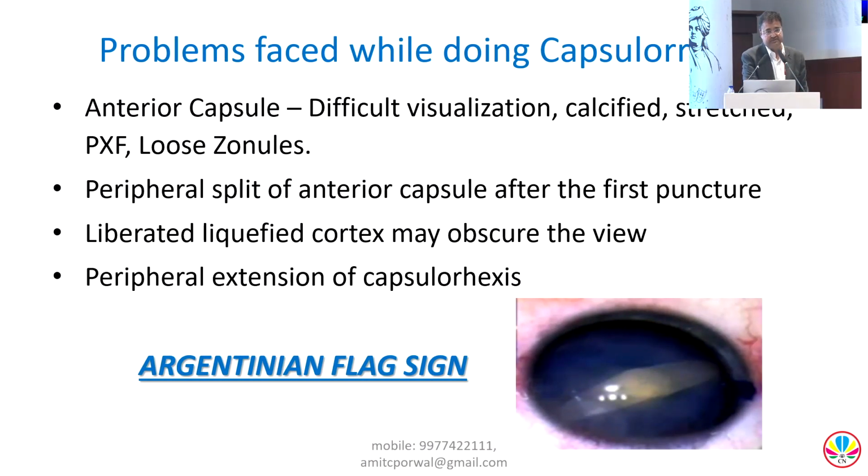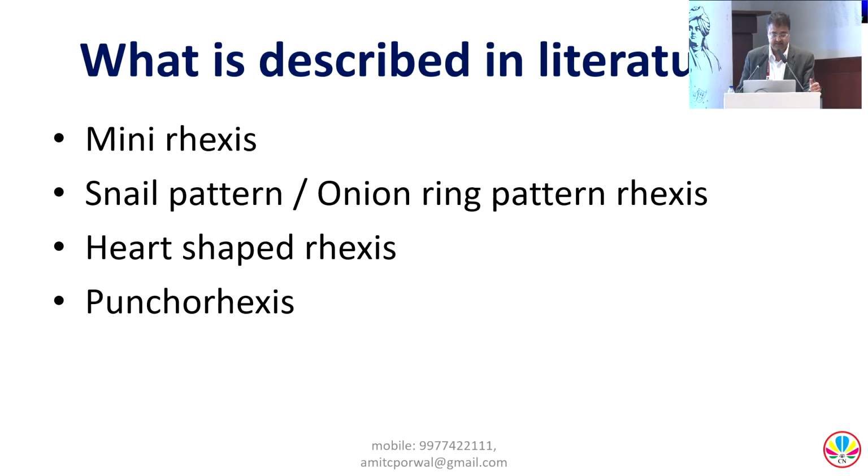So what are the problems which we face during performing capsular rexis? When we look at the anterior capsule, there's difficult visualization. They're calcified, they're stretched. There can be pseudo-exfoliation material, there will be loose zonules. There can be a peripheral split after the first puncture leading to the Argentine flag sign. So it's already been discussed by my previous speaker.